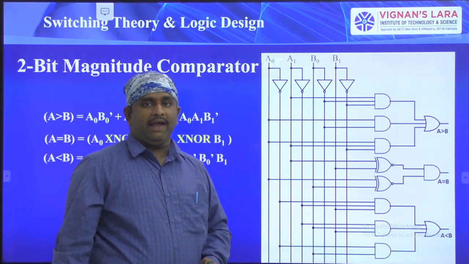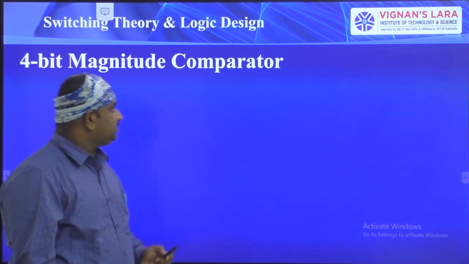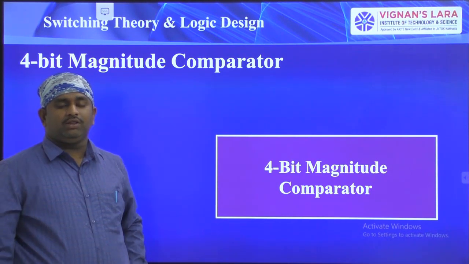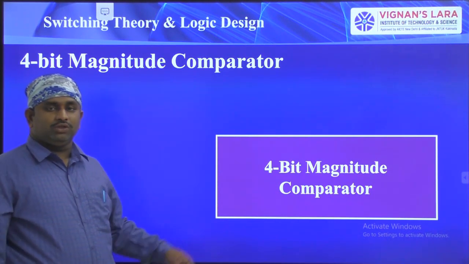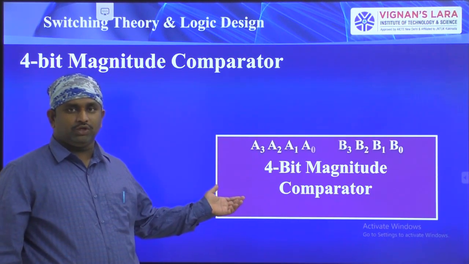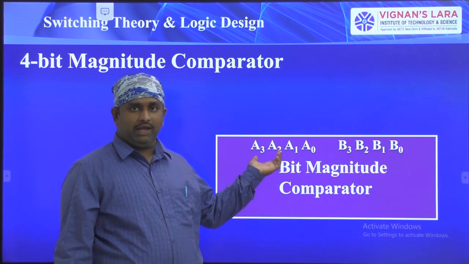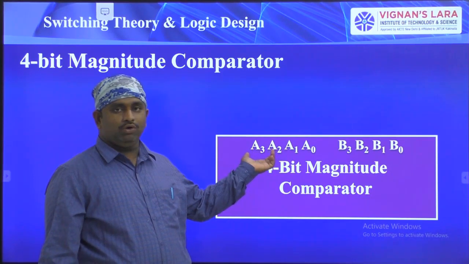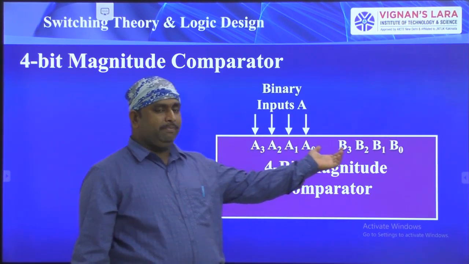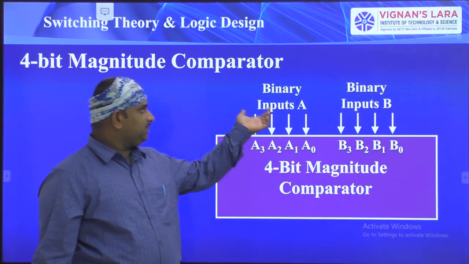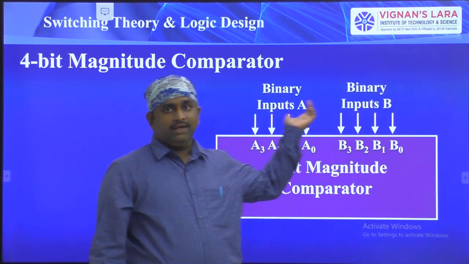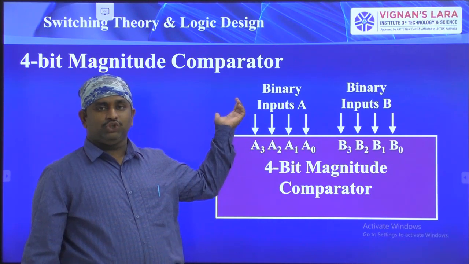Next, the 4-bit magnitude comparator. Next we will see the concept of the 4-bit magnitude comparator. This is the generalized block for the 4-bit magnitude comparator. Here I have taken two words, A and B, where A consists of 4 bits and B consists of 4 bits. So we have 4 binary inputs here and 4 binary inputs here. Each binary input consists of 0 or 1.